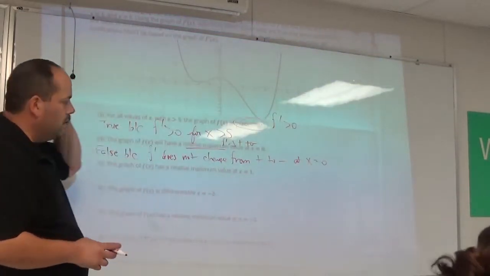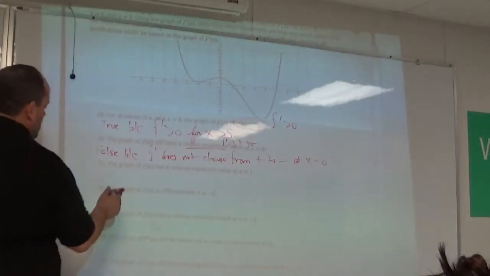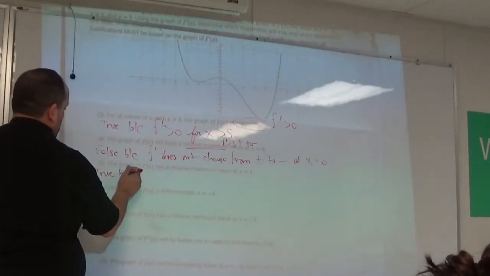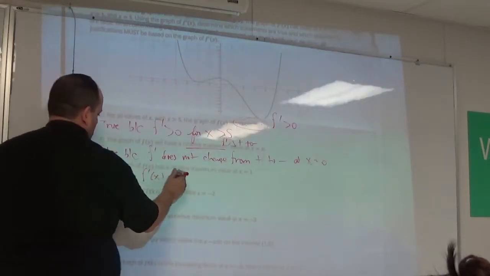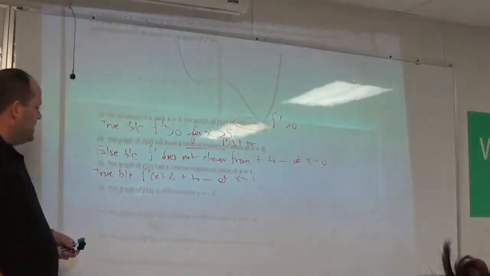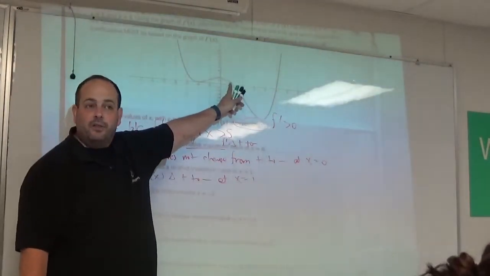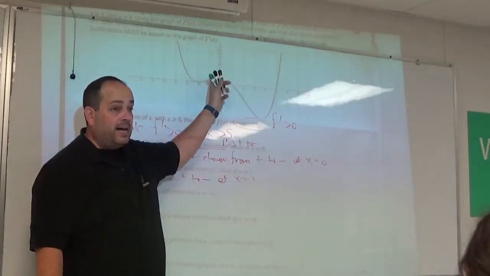Okay. Henry. Number 5. True, because f prime of x does change from positive to negative at x equals 1. So statement number 5, the graph of f has a relative maximum at x equals 1. That is true. I can go to the graph of f prime and I see the change from positive to negative.